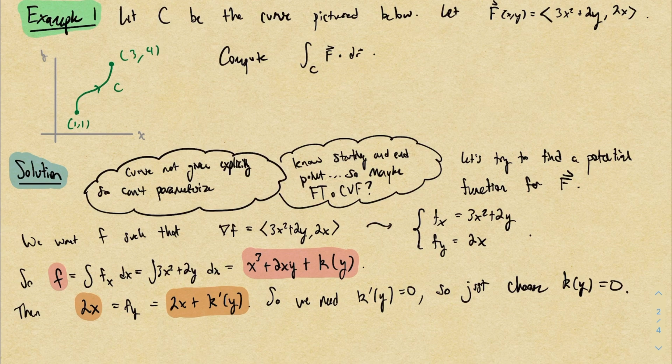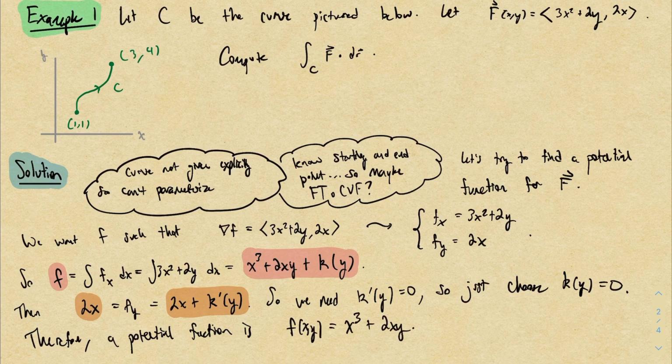In a problem like this, you don't need to find the most general potential function. We just need to find a potential function. And so there we go. A potential function f is x cubed plus 2xy. What we've shown is that our vector field is the gradient of that function.